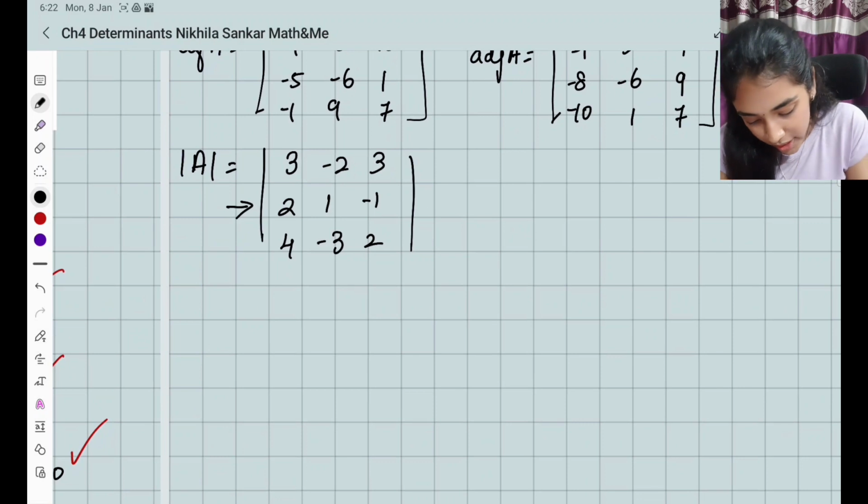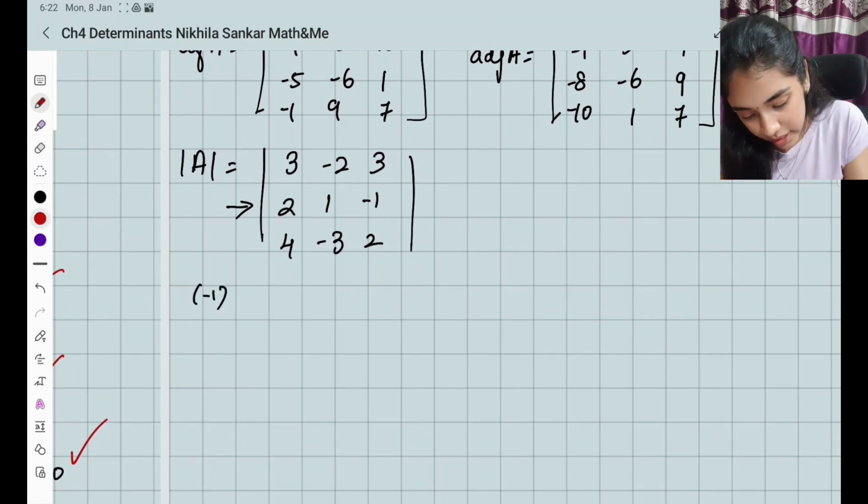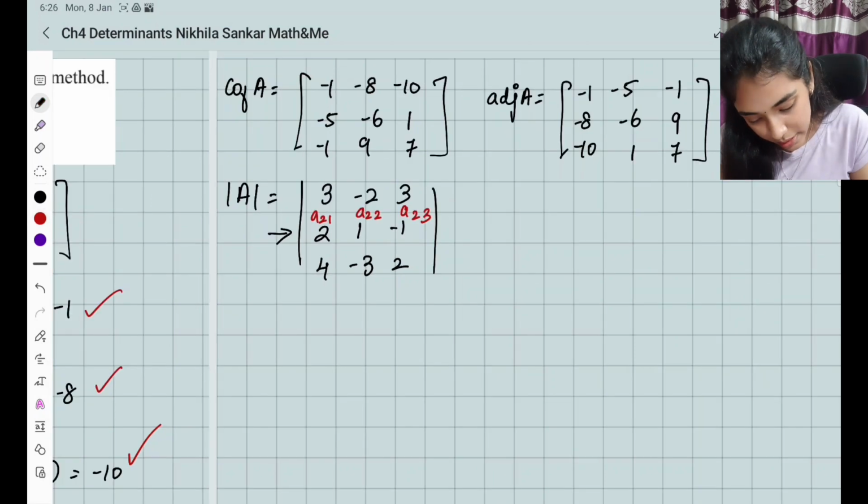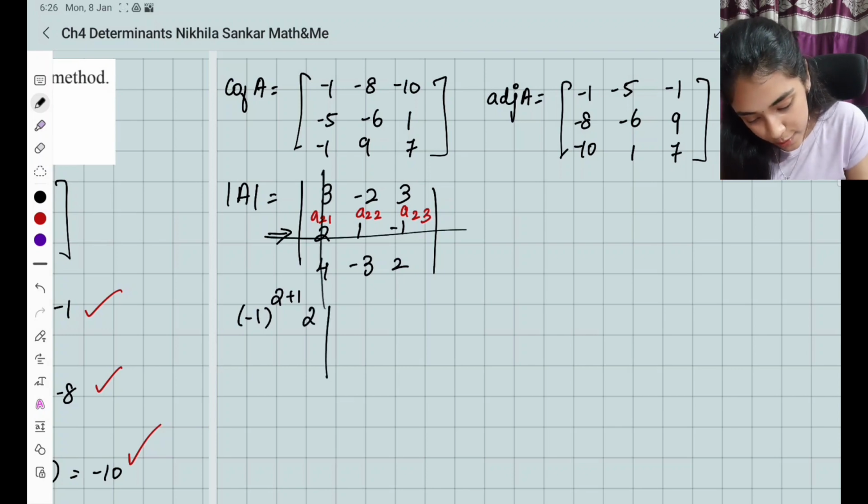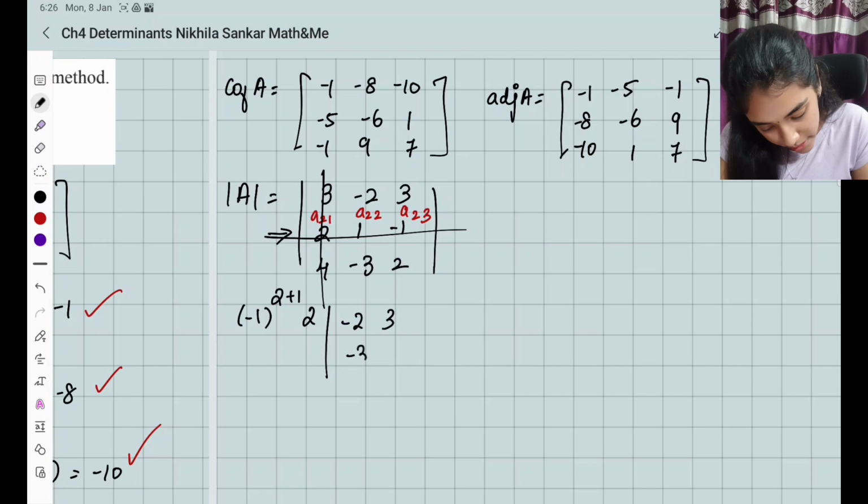So with row 2, I have minus 1 to the power, what do we have here? A11, A21, A22, A23. When you take the determinant, it is going to be minus 1 to the power 2 plus 1 times 2. Times 2 in this row and this particular column. So I'll be left with minus 2, 3, minus 3, 2.